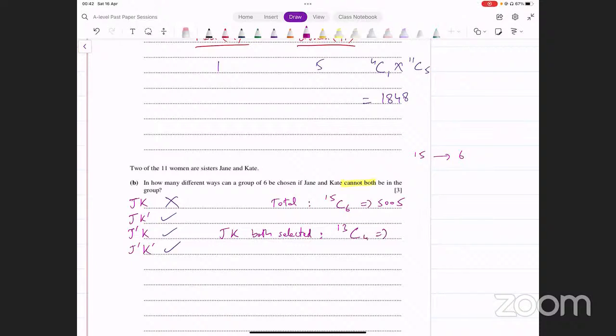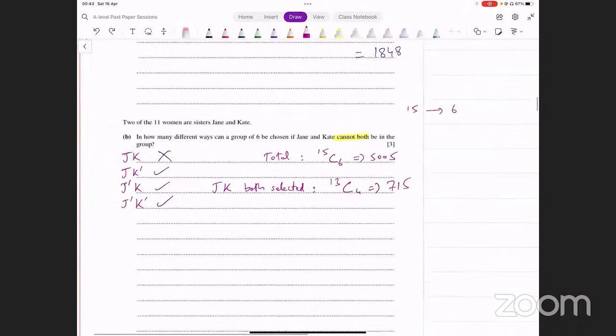What does that give us? 13C4. That gives us 715. Yes, that's good. Now you cannot just write 5005 there or 715 there directly. ये भी आपने शो करना है और ये भी शो करना है. कॉम्बिनेशन वाली नोटेशन लिखेंगे पहले, उसके बाद उसका रिजल्ट लिखेंगे.